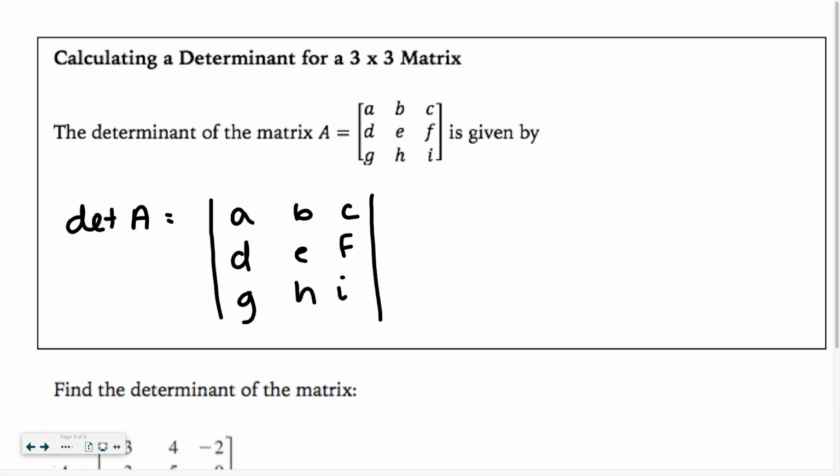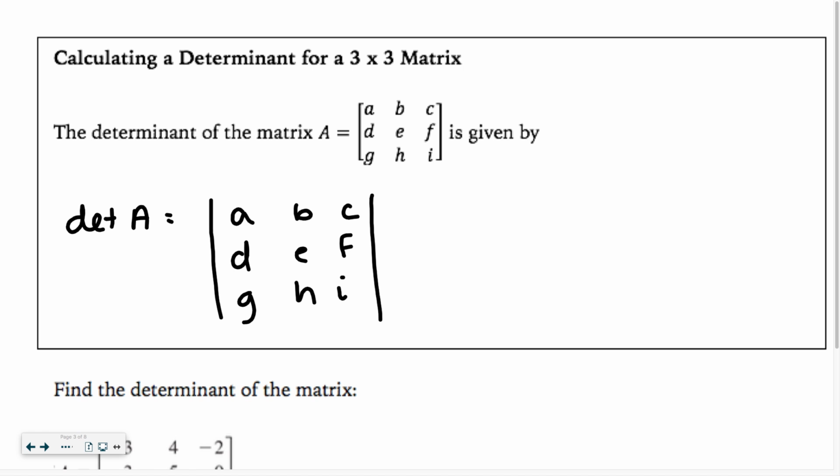So what we're actually going to do is 3 diagonals going down from left to right, 3 diagonals going up from left to right, okay? And I'm going to make this a lot easier here in a second, but the first diagonal is really easy, right? AEI.